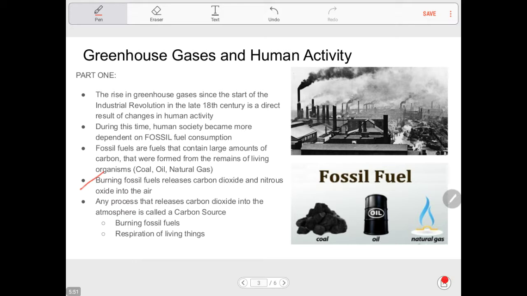Okay. Any process that releases carbon dioxide into the atmosphere is called a carbon source. So a carbon source is anything that releases carbon dioxide. I'll give you two examples there. You have the burning of fossil fuels or respiration of living things. What do I mean by that? Well, what are you breathing out right now? When you exhale or breathe out, you are releasing carbon dioxide. So that's an example of a carbon source.